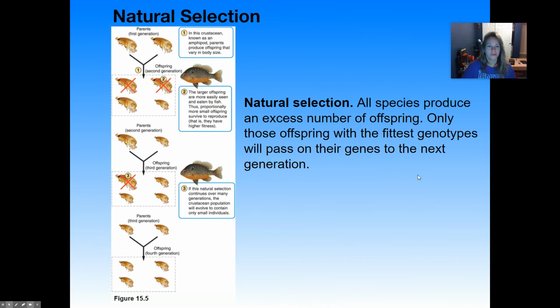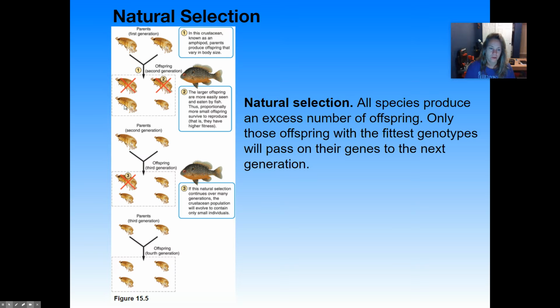So here we've got natural selection, not of a fish, but of what the fish is eating. So we've got the first generation. We can see they look very similar. So their offspring, they've got 3 large, 1 small. Well, the fish can see the large ones. And so the fish goes for the large ones.